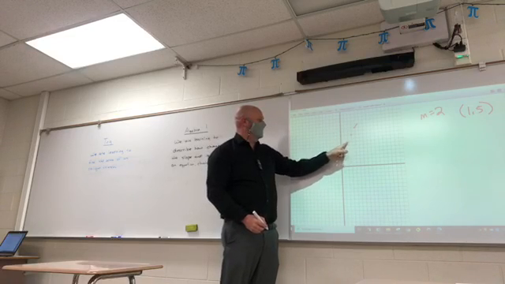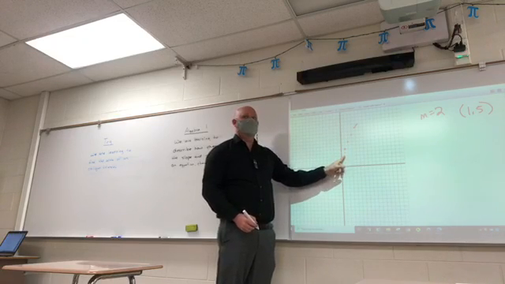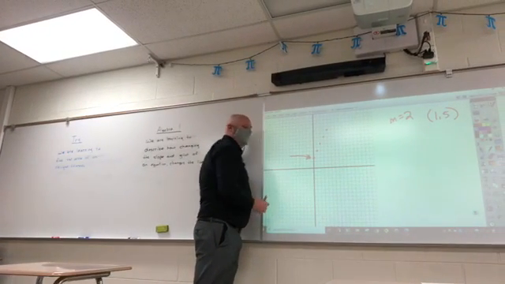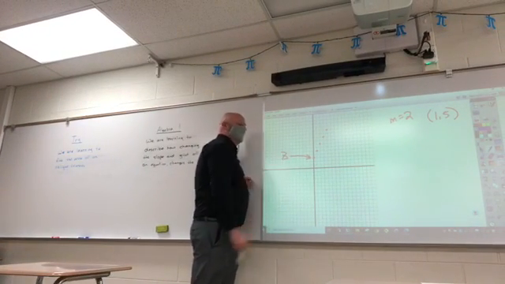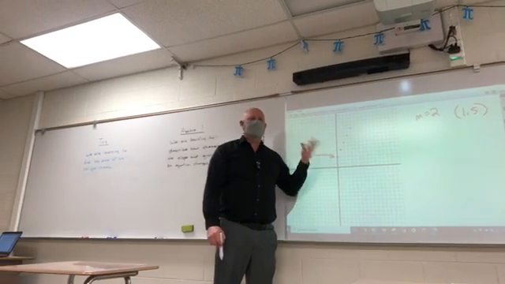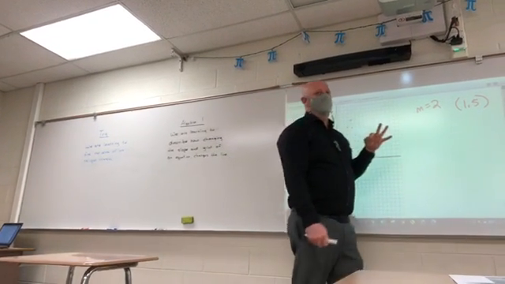Well, if we go up 2 over 1, we should also be able to go down 2, back 1. We're looking for that point right there of 3. So we have y equals 2x plus 3. That's 3 really good ways of doing that problem.